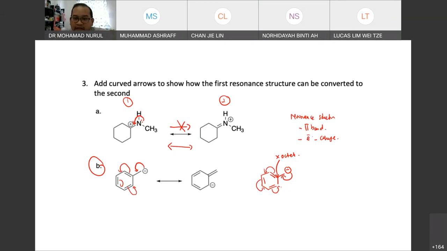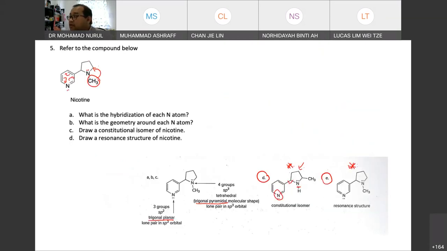Harvinder asks: for 5D, is it possible to move the lone pair of the first left nitrogen to the single bond? Let's see 5D. Cannot. If you want to move this pair of electrons, cannot, because you will affect it. Originally the compound is neutral, it's not charged. If the compound is charged, it could be different. Because if we want to move this one, this is already octet.